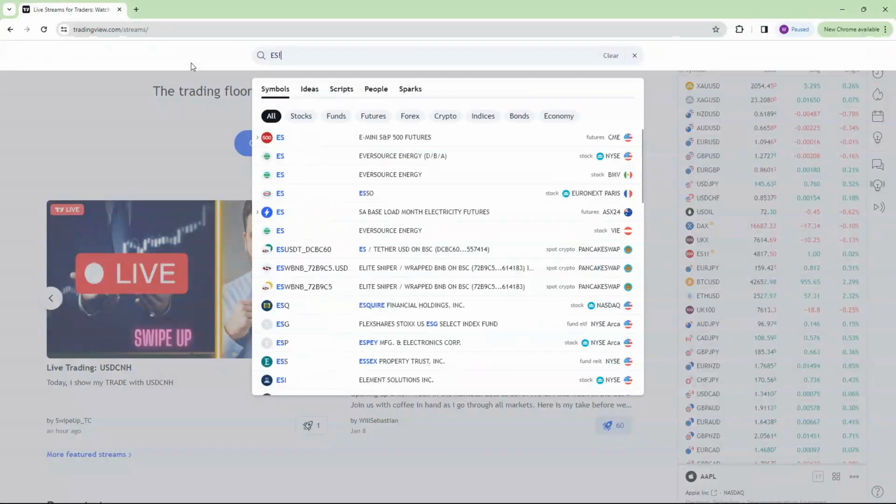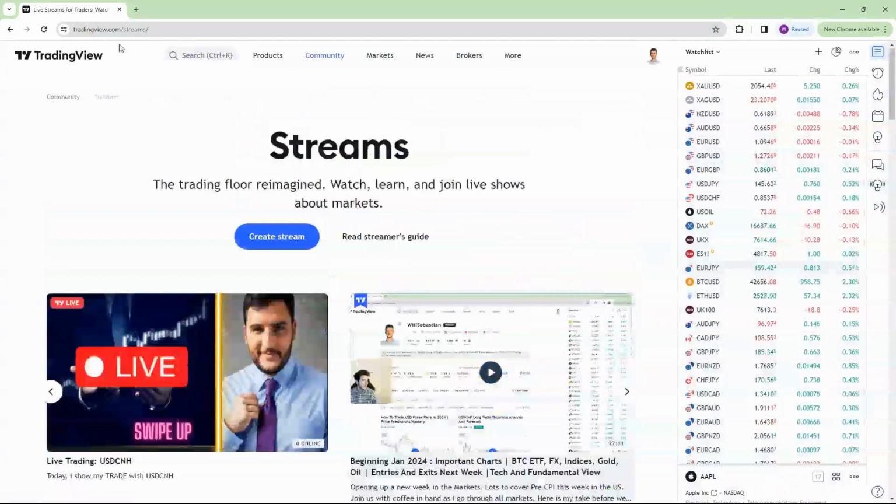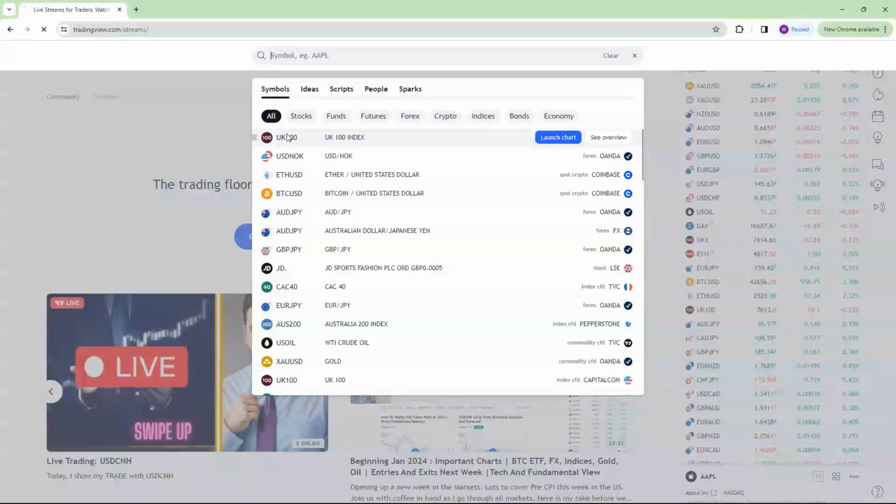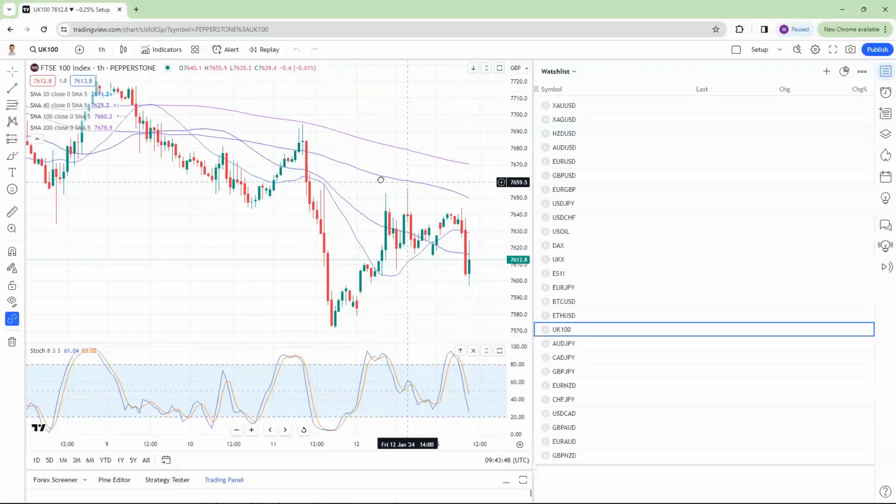Anyone wants to suggest something they want to look at, then that would be great. I'm just going to flick onto a chart now. I will cover the FTSE.